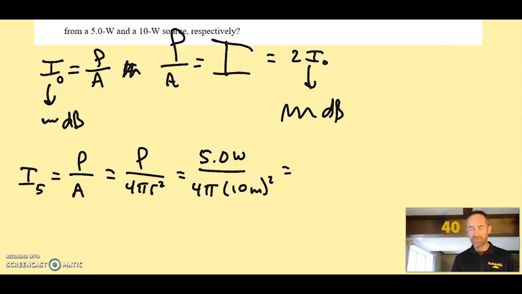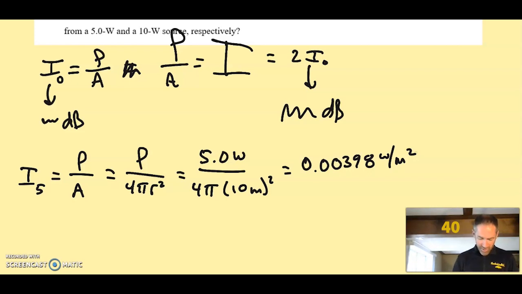And if you run that through your machine, you get a number that looks pretty small, 0.00398 watts per square meter. First thing you want to ask yourself, is that loud or not loud? And we'll see that in a second.